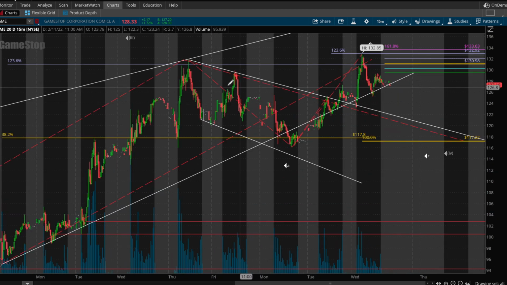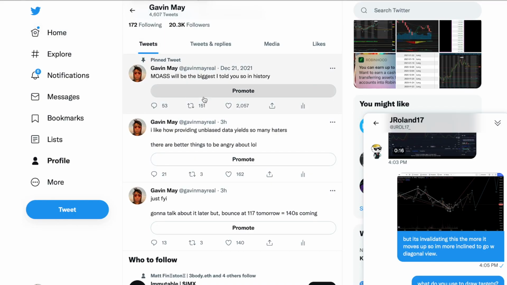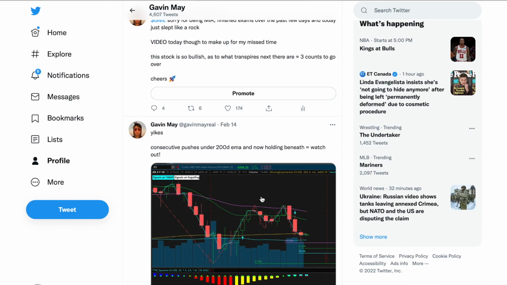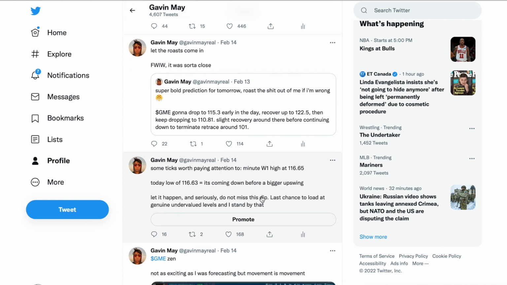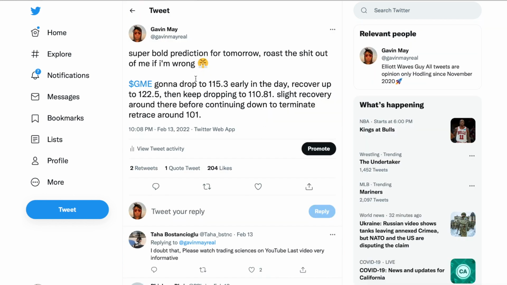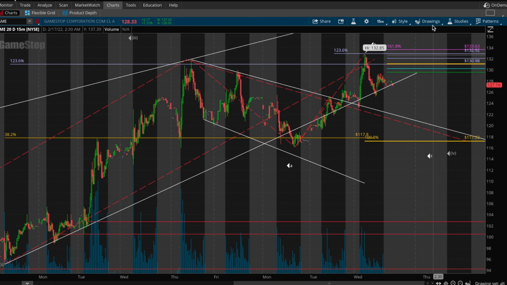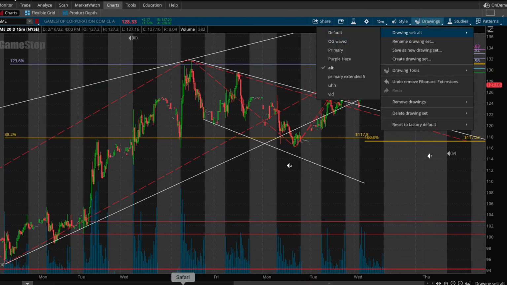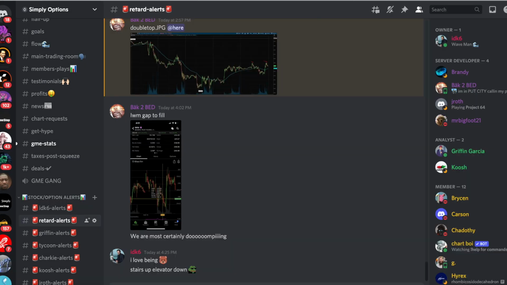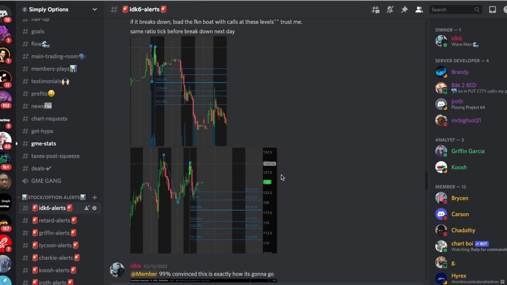So at first, I think it was Monday, I tweeted out something not precise, but I was like, I think it'll happen exactly like this. Let me see if I can find it. Yeah, this one. I was like, it'll go to here, recover up to here, drop to here, start recovery here, finish here. And the reason I said that is because, actually, I'll just go to the Discord because I don't want to redraw all of it. I think if I go up to, yeah, right here.